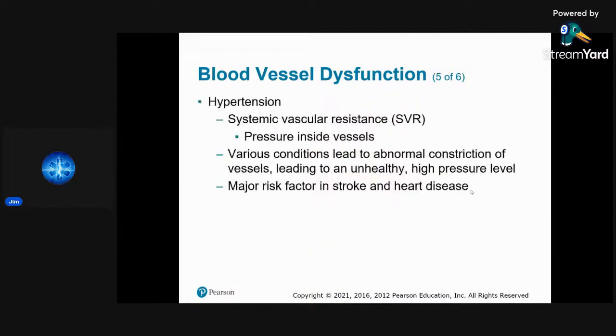Hypertension is high blood pressure, right? If we break down the word, hyper means high, tension means pressure: high blood pressure. We're talking about the systemic vascular resistance. This is the pressure inside the vessel.